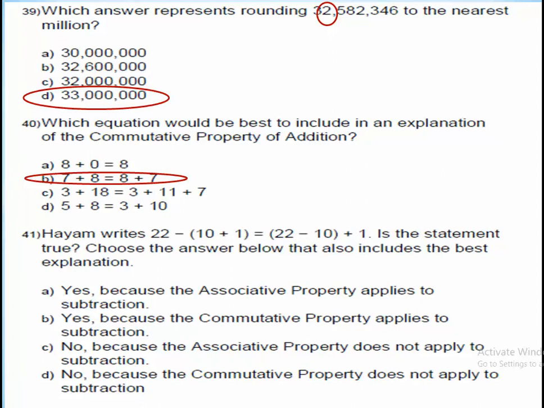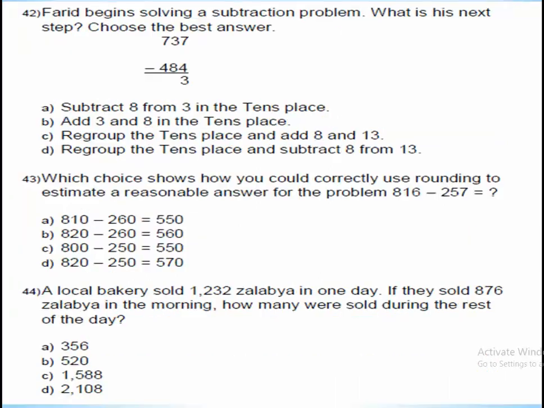Hayam writes 22 minus 10 plus 1 equals 22 minus 10 plus 1. Is the statement true? Choose the answer below that also includes the best explanation. We know that the associative property is not applicable in subtraction, but it's applicable in addition. So here we have subtraction. It's not applicable in subtraction. No, because the associative property doesn't apply in subtraction.